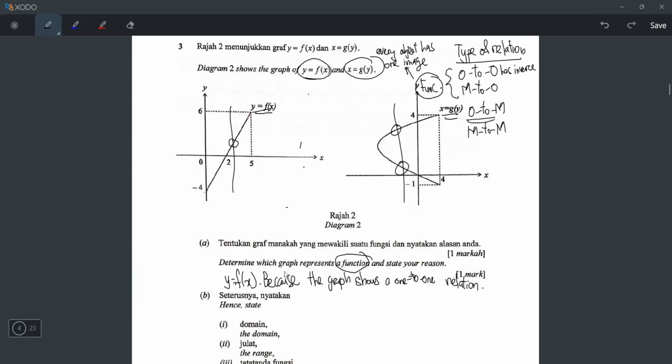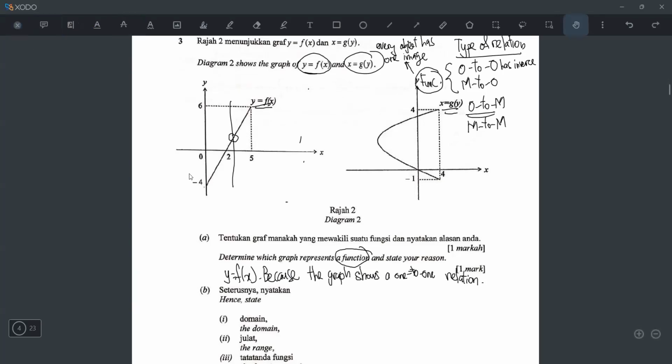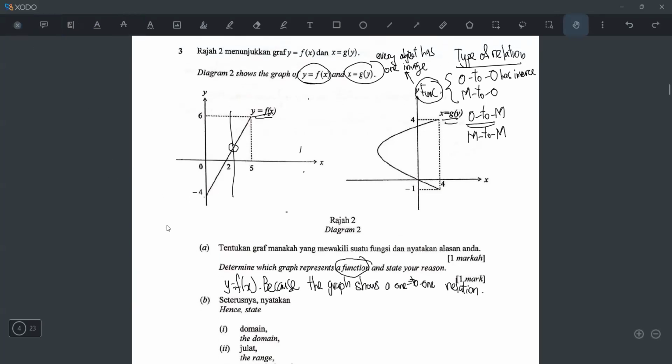All right. So if you don't want to write because the graph shows one-to-one relation, you can also write what? Because the graph only intersects 1 point during the vertical line test. You can also include that in your reason, you know. So that's also one of the methods to do it lah. Okay, so that's also one of the reasons. So hopefully you understand what I mentioned just now lah.